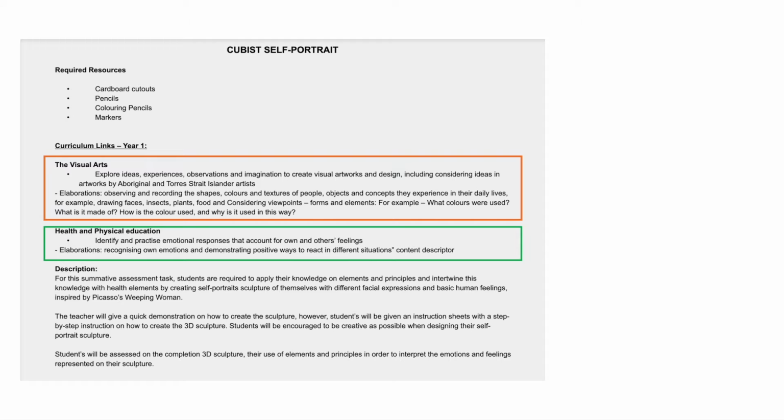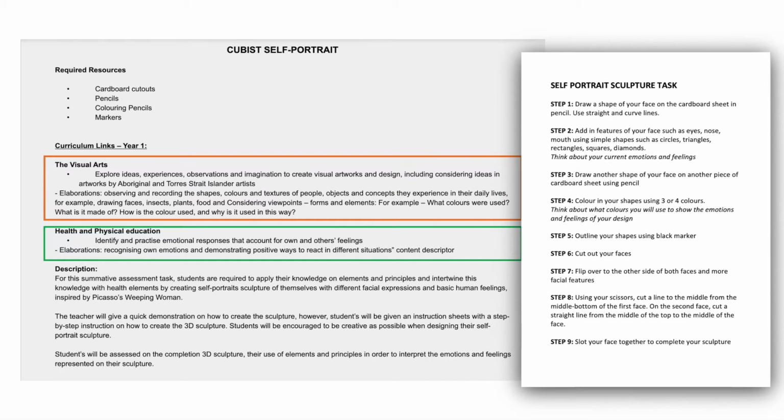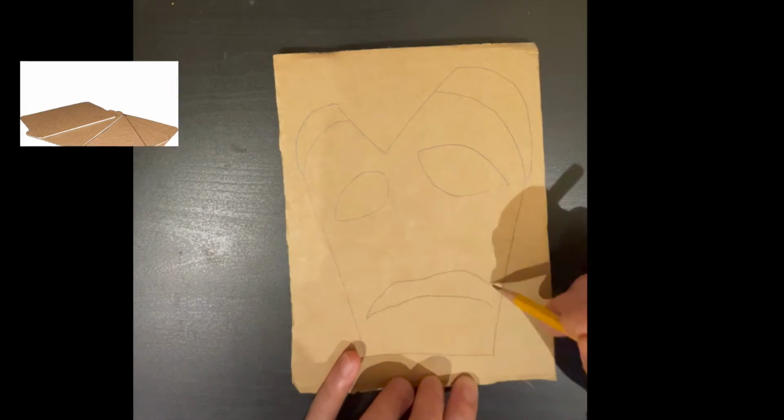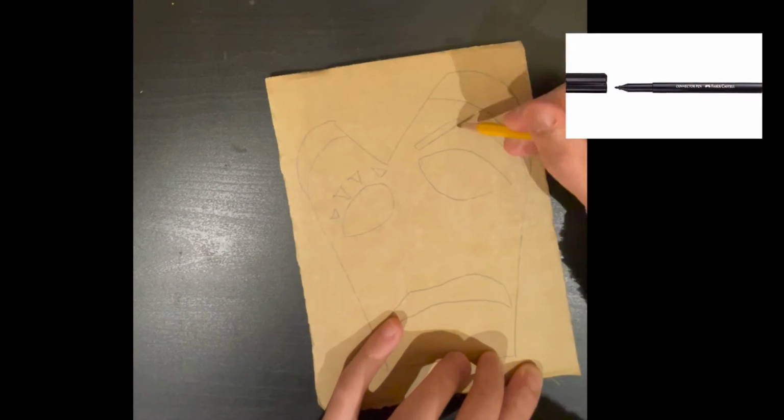After an explicit demonstration on this task by the teacher, students will be provided a step-by-step instruction sheet to assist them in creating this task with the help and guidance from the teacher throughout this task. The resources and materials I have used for this task are cardboard, pencils, colored pencils, black markers, and scissors.